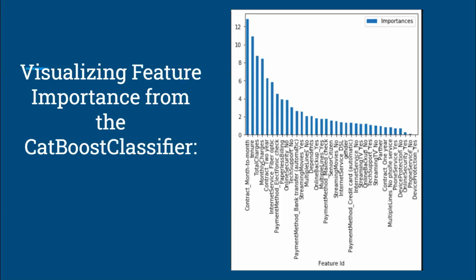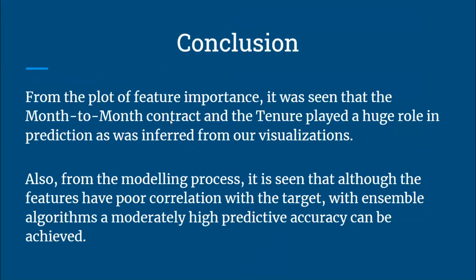So this proves that they actually have a higher influence on the prediction. So rounding up, like I just said, from the plot of the feature importance on the last slide, it's seen that the month-to-month contract and the tenure play a huge role in prediction, as was inferred from our visualizations. Also, from the modeling process, we're seeing that although the features on their own had poor correlation with the target, in the range of about negative 0.4 to positive 0.5, with ensemble algorithms, a moderately high predictive accuracy can be achieved.